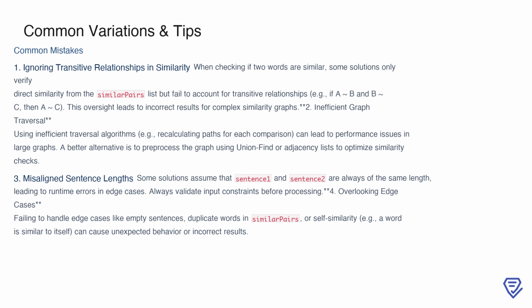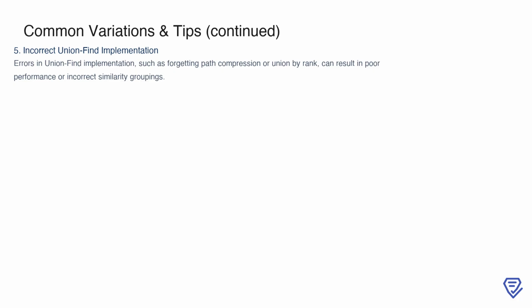Another issue is misaligned sentence lengths. Assuming that the two input sentences are always the same length can result in runtime errors for edge cases. Always validate the input constraints to ensure your solution is robust. Additionally, edge cases like empty sentences, duplicate pairs in the similarity list, or handling self-similarity, where a word should naturally be considered similar to itself, can lead to unexpected behavior if not accounted for.